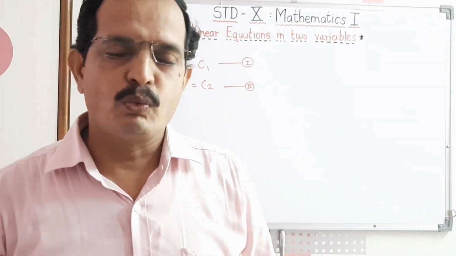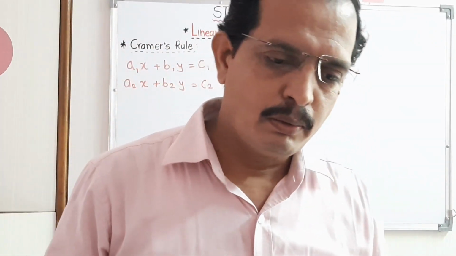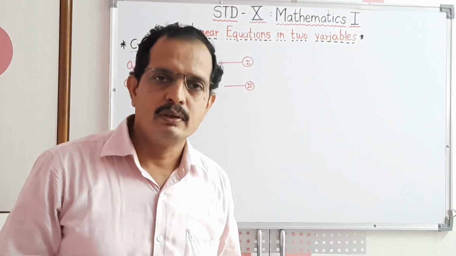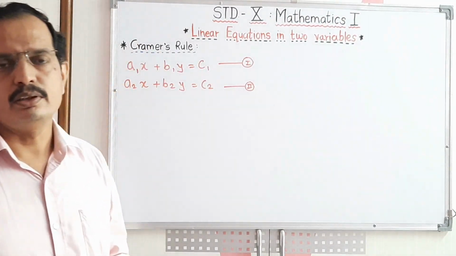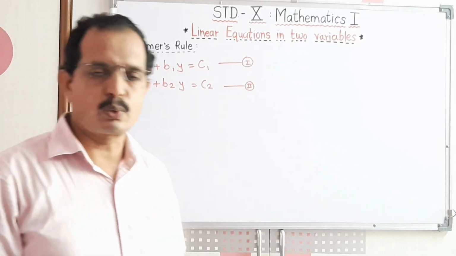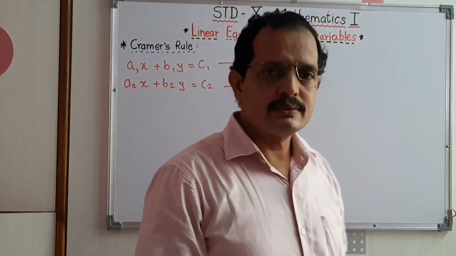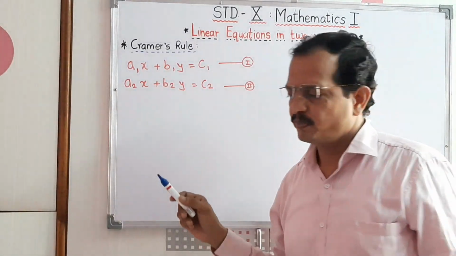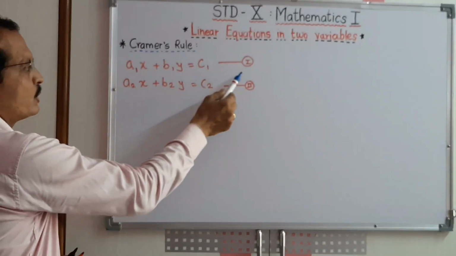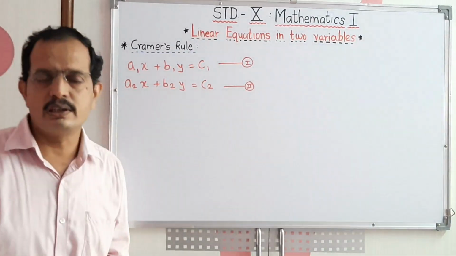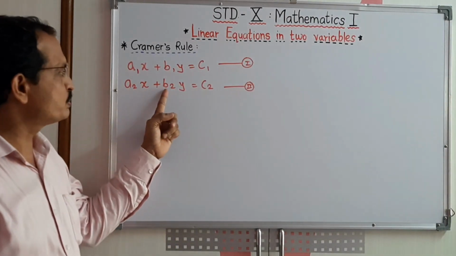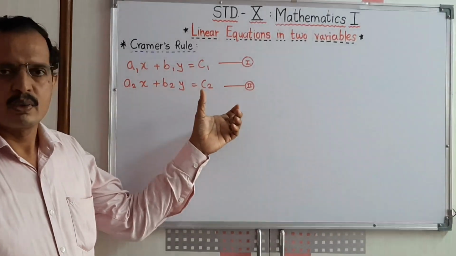This method was first given by Swiss mathematician Gabriel Cramer. Therefore, this method is known as Cramer's rule. Let's start with this example. It is the general form. Here a1x plus b1y is equal to c1. This is a linear equation in two variables. Second equation a2x plus b2y is equal to c2.